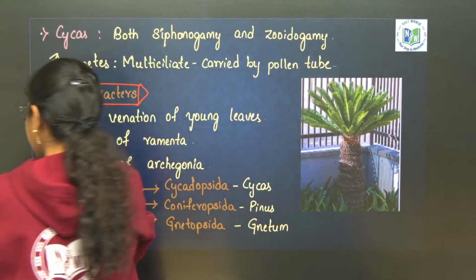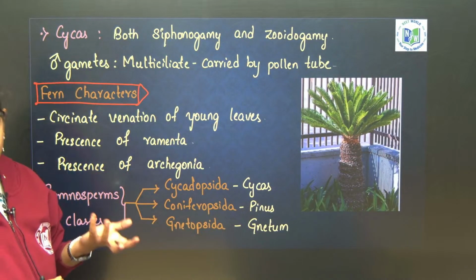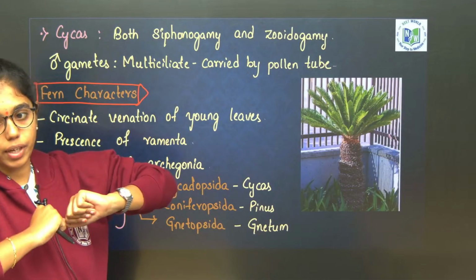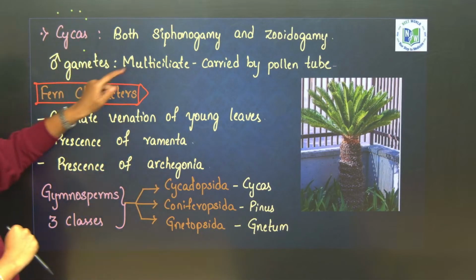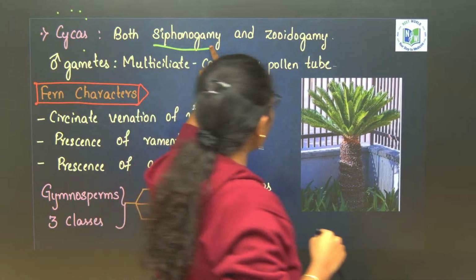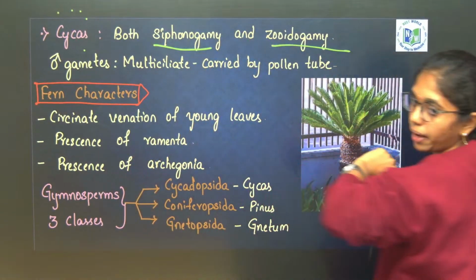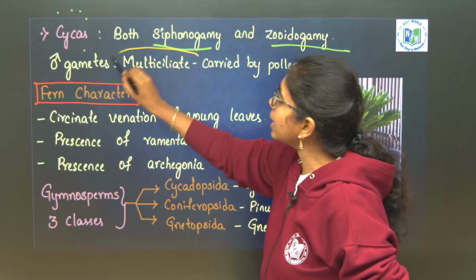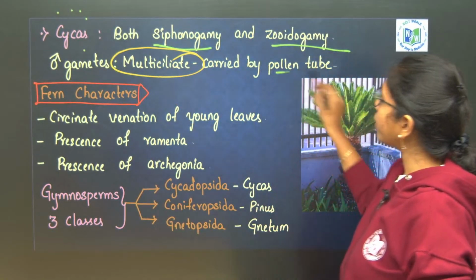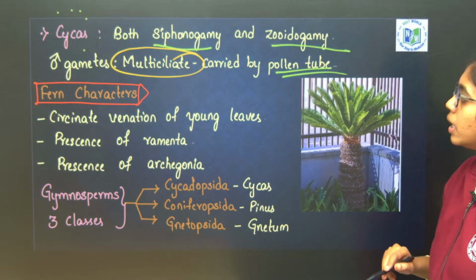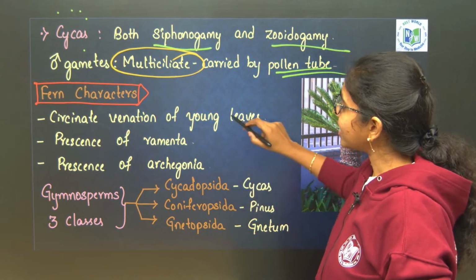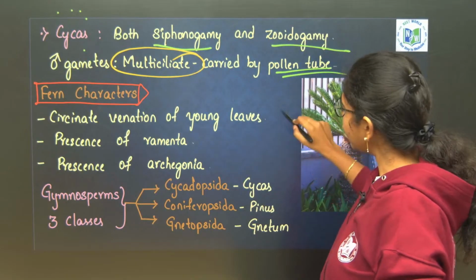Yeah. Next is cycas. So here cycas shows a few of the fern characters, means a few of the features which resemble pteridophytes. Cycas shows both siphonogamous oogamy and zooidogamous oogamy. Male gametes in cycas are multiciliated. They are carried by what? Pollen tube. Fine.